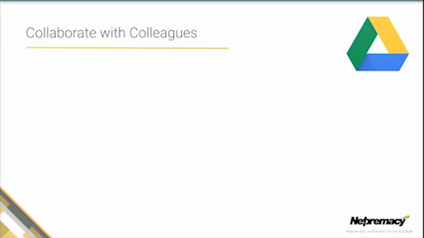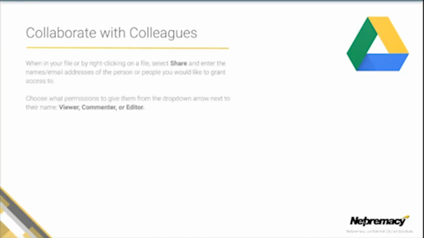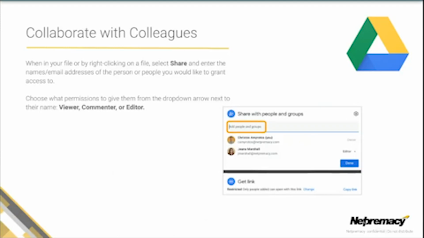All right, great stuff. Now, when we look at collaborating with colleagues, when you are in a file, you can choose to either go under that file menu or up at the top right, and that will be the button that says share.